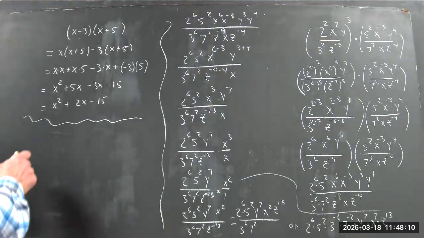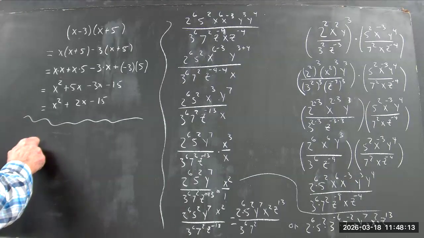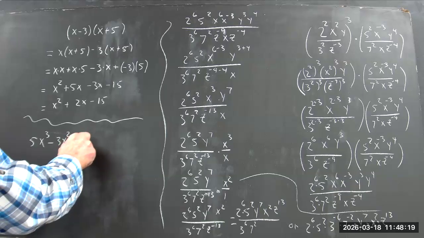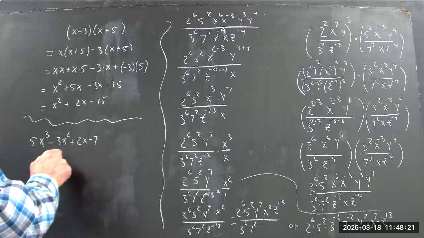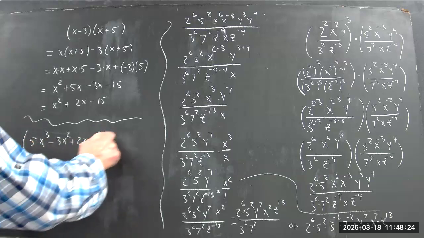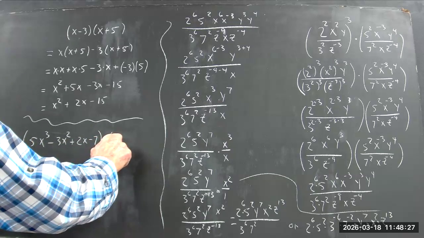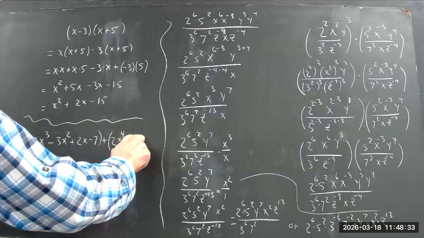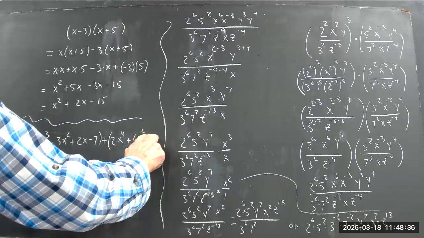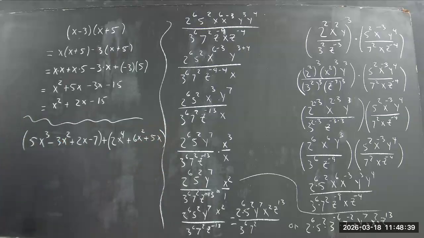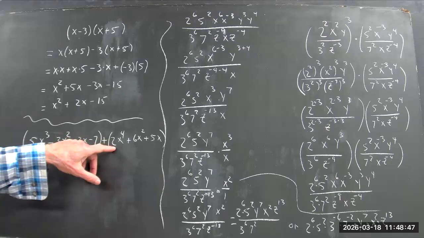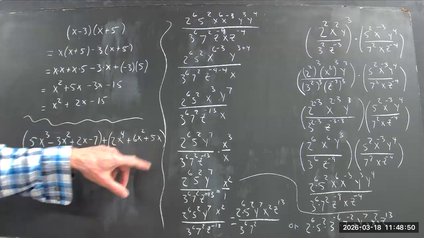Okay, let's take a problem like this now. I want to add 5x cubed minus 3x squared plus 2x minus 7 to 2x to the fourth plus 6x squared plus 5x.